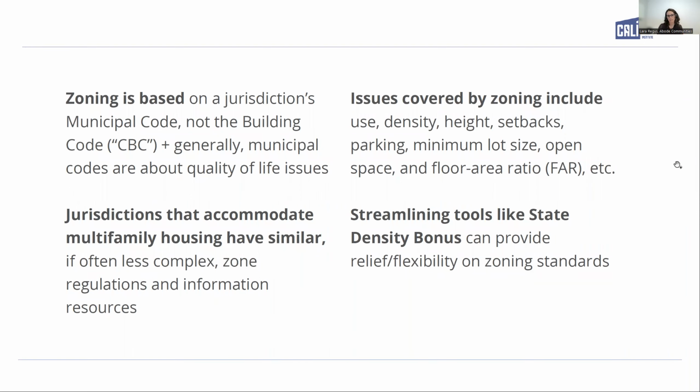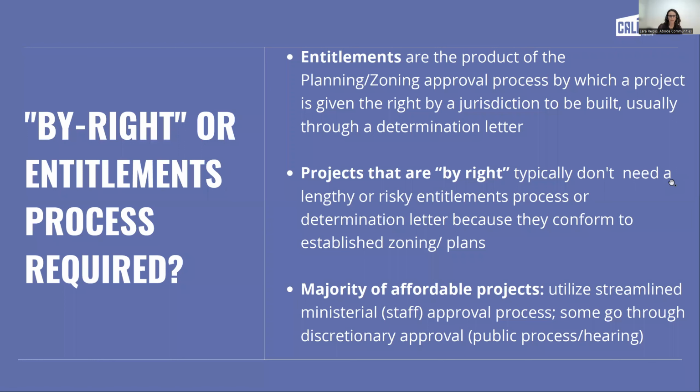So things like the state density bonus can help you navigate where you need some flexibility on some of these issues that we just talked about that are covered by the zoning code. So things around open space or parking or height. Tools like the state density bonus can help you get some adjustments there in exchange for providing affordable housing to that jurisdiction. Let's go to the next slide.